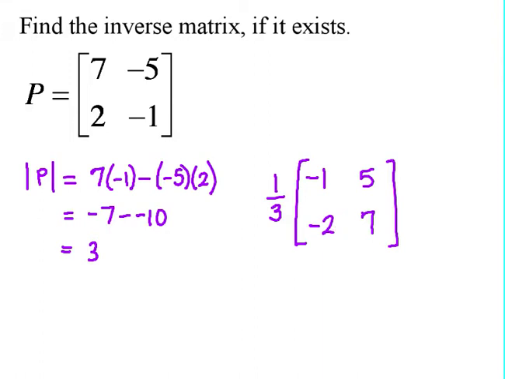So the final thing I'm going to do is distribute the 1/3. When you find the inverse matrix, you're going to get fractions quite a bit of the time. You're going to get kind of weird numbers. That doesn't mean you've done them wrong. So this inverse is actually negative 1/3, 5/3, negative 2/3, and 7/3.